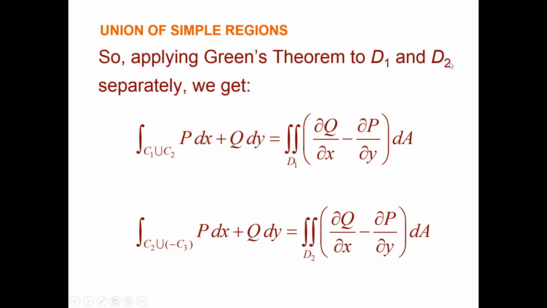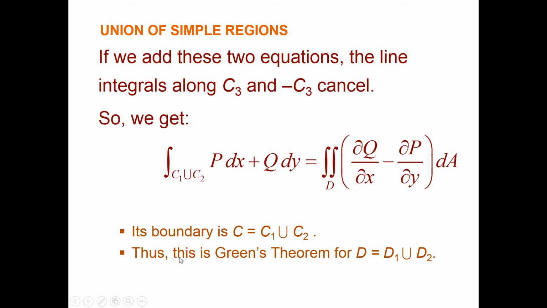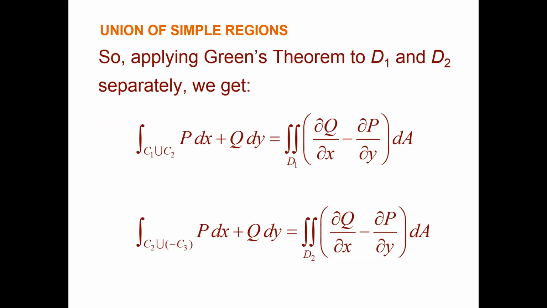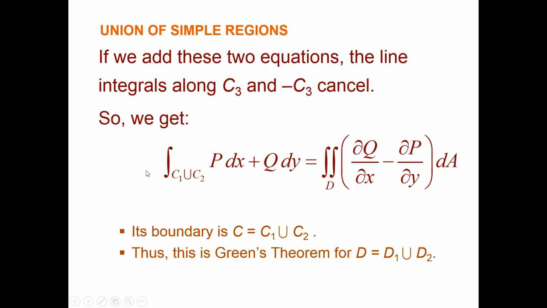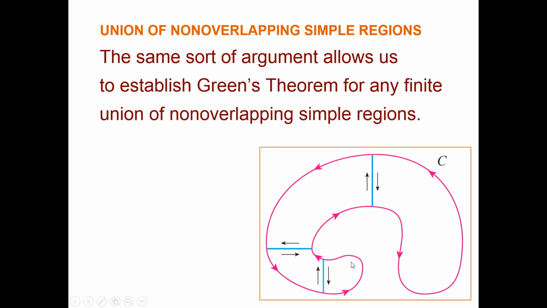So applying Green's theorem to D1 and D2 separately, we have these two equations, and then adding them both, we have this form of Green's theorem. The line integral along C1 union C2 of P dx plus Q dy is equal to the double integral over the region of partial Q by partial x minus partial P by partial y, and its boundary C is equal to C1 union C2. Thus this is Green's theorem for D equal to D1 union D2.